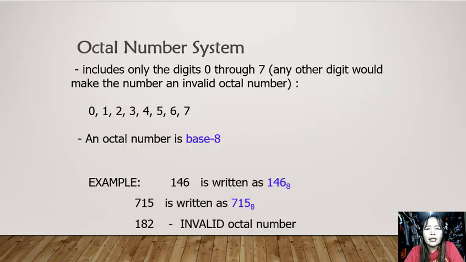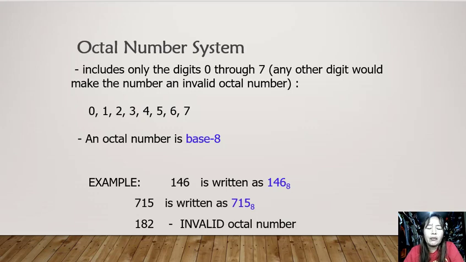Octal, on the other hand, has digits 0 through 7. Any digit that is not within the range 0 to 7 is considered invalid in an octal number. For instance, if you say it's an octal number but 8 or 9 is there, then that is an invalid number. An octal number has a base of 8, remember that, simply because it has 8 valid digits.